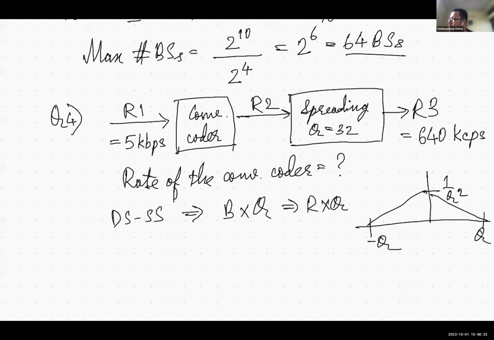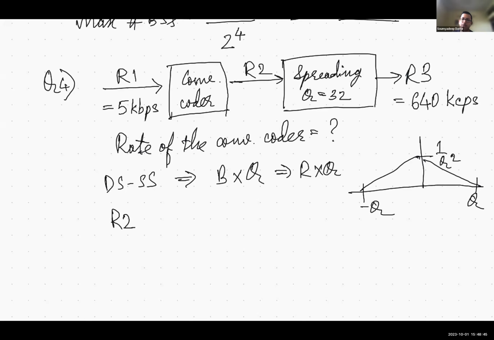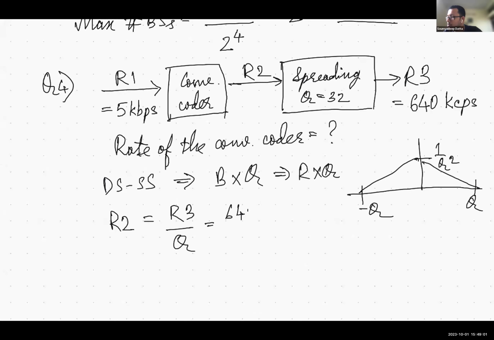So if the output rate is 640 kilo chips per second, then R2 before the spreading sequence was R3 by Q. After spreading, the bandwidth spreads and the rate becomes multiplied, so before spreading we have to divide it. 640 divided by Q, which is 32, comes out to be 20. The units are now kbps because we are feeding the signal in bits, and we are giving the output in chips because we are using a chip sequence.